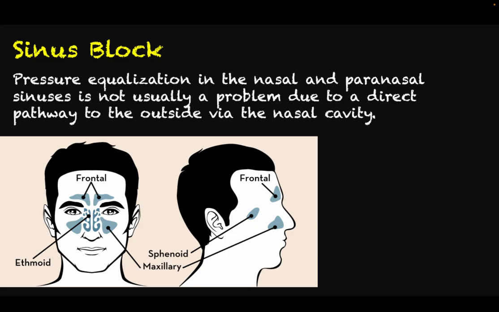So that wraps up our discussion on pressure equalization in the middle ear. We're also going to find that we have issues with our sinuses as well. So these are hollow cavities within our body, within our skull, that can fill up with air. So pressure equalization in the nasal and paranasal sinuses, which you see illustrated here, usually that's not too much of a problem because there actually are direct and open pathways to the outside via the nasal cavity.